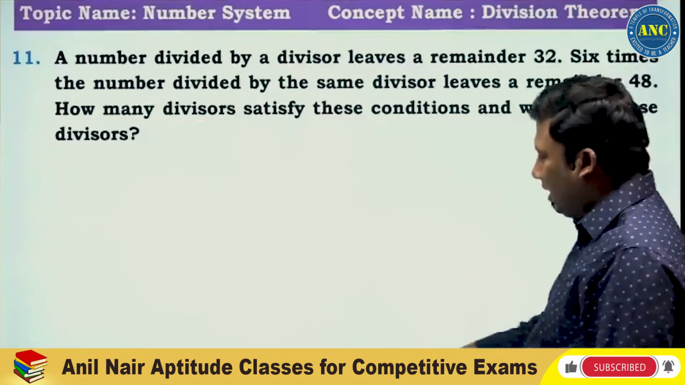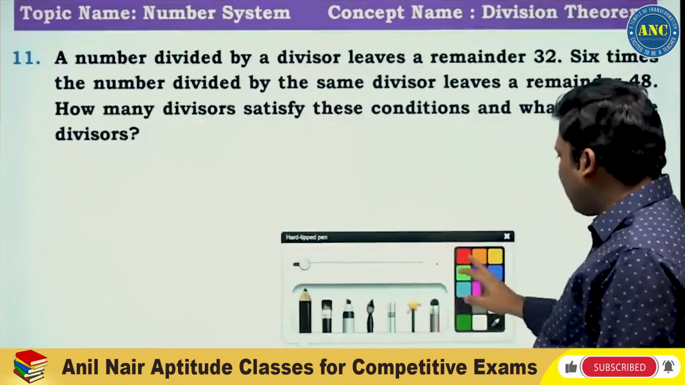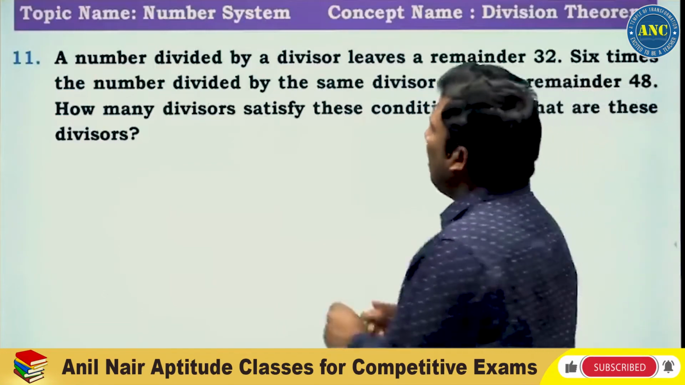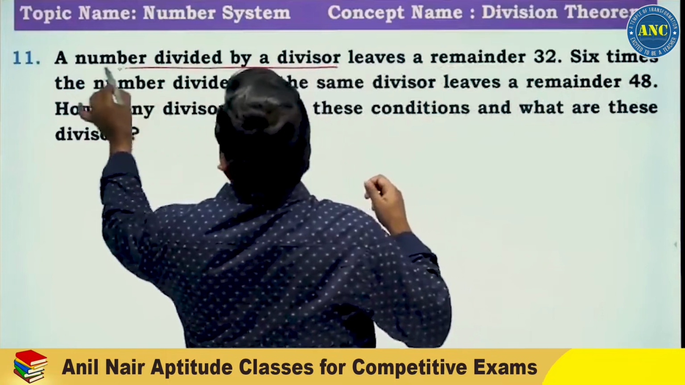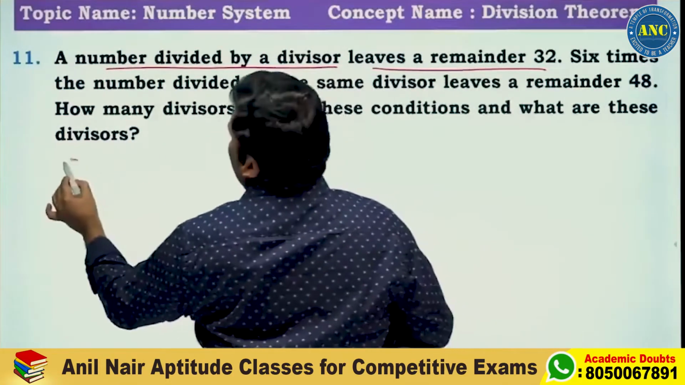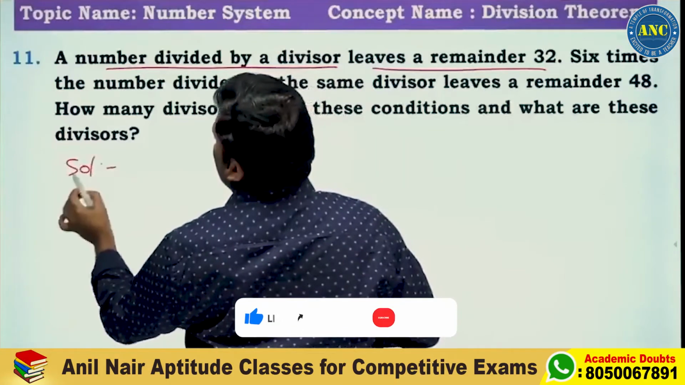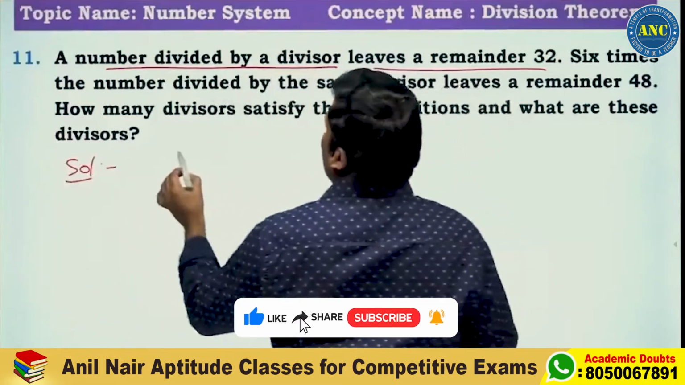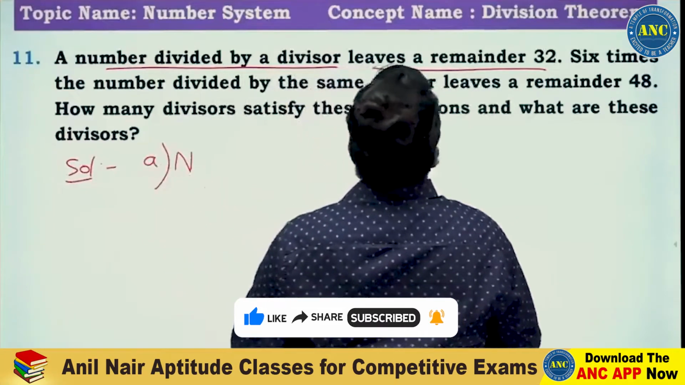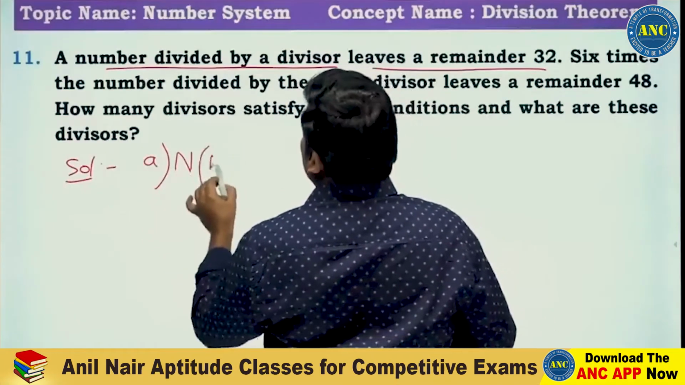Next one. See here, 11th question. Read the question, sir. A number, first we will go one by one. A number divided by a divisor leaves a remainder 32. Step by step we will convert it into a mathematical expression.